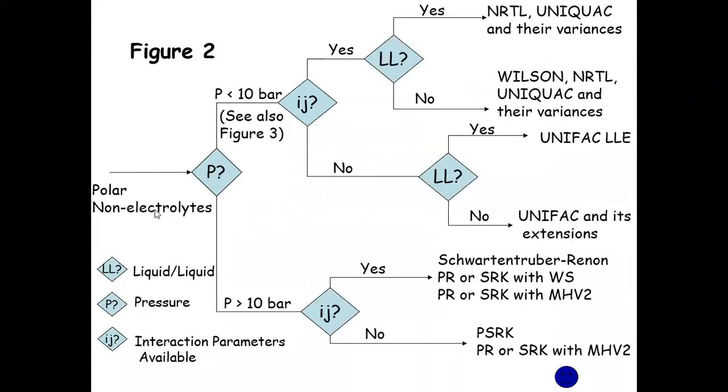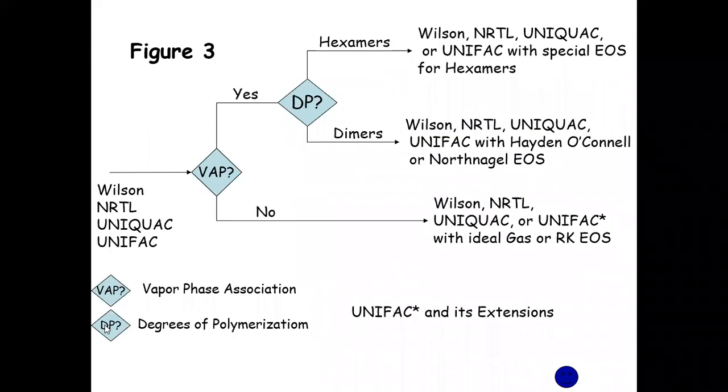Okay. Similarly, if you go to figure 3, let's say you are using Wilson, NRTL, UNIQUAC, or UNIFAC. This mainly works in case you have polymerization or something, but still, if you have vapors, do we have any polymer product like hexamers or dimers? Then we'll go with these conditions in this equation of state. If no, then we'll go with Wilson, NRTL, or UNIQUAC. So this is a quite detailed one.